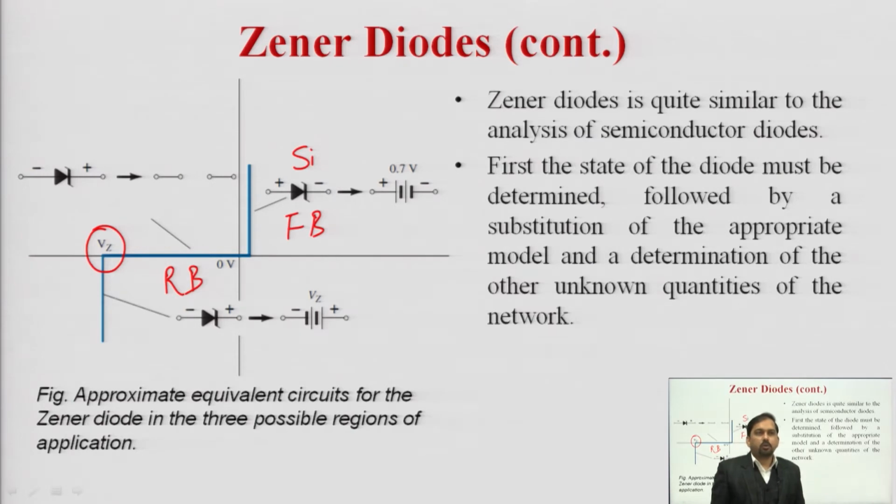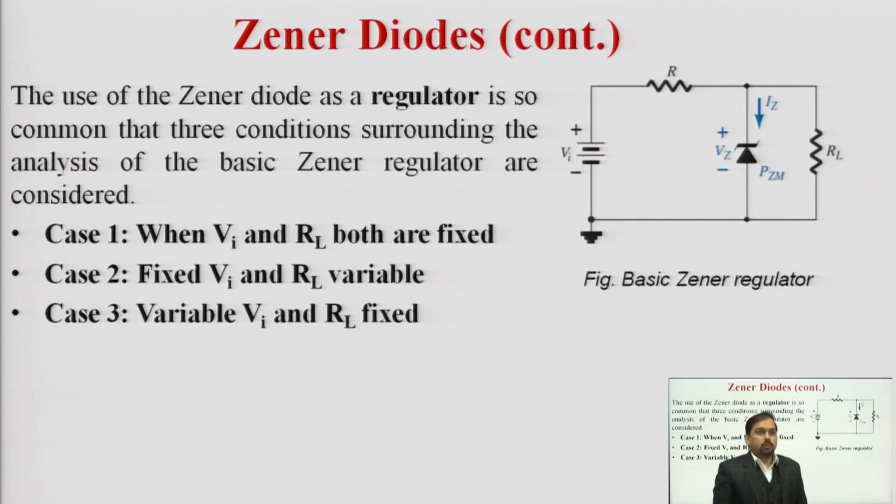So, this is the approximate equivalent circuit for the Zener diode in all the possible conditions, during the forward bias region and during the reverse bias region, and beyond Vz the current increases sharply. The application of the Zener diode is the Zener diode as a voltage regulator.